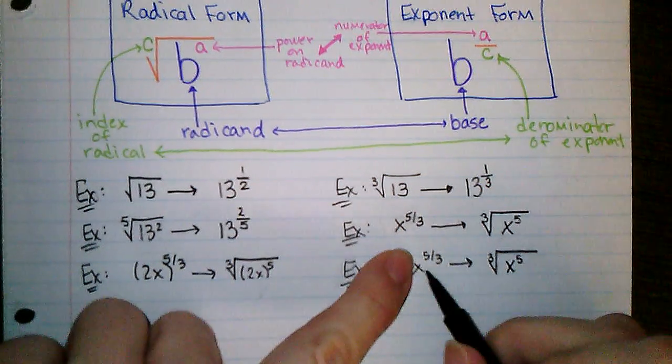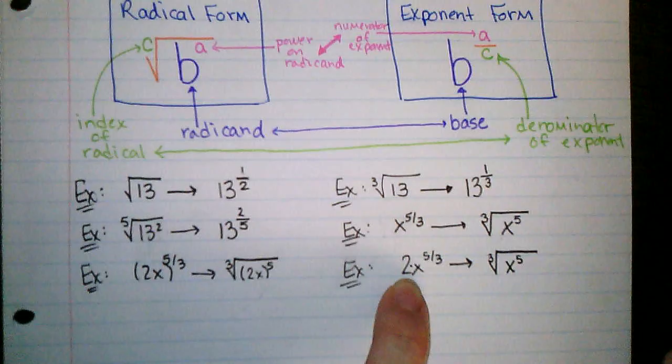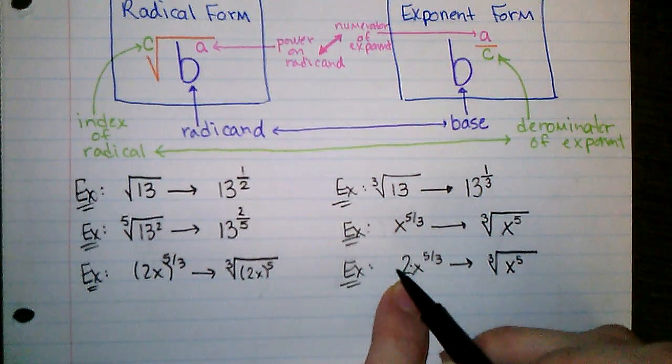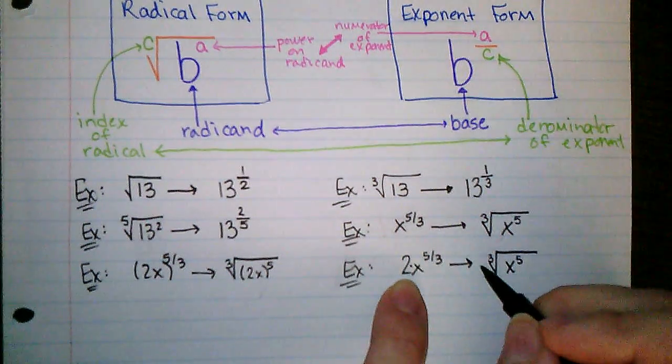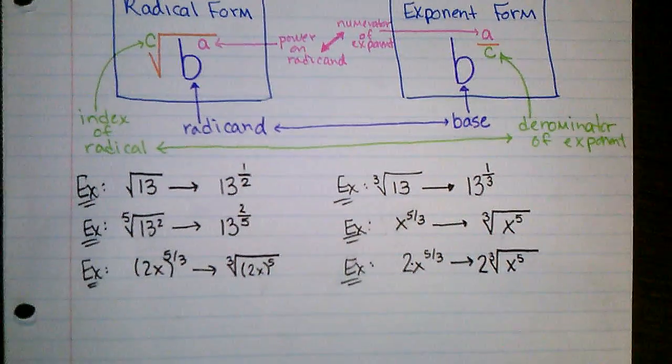So now I've made this part into radical form. What do I do with that 2? Since it's 2 times the exponent form, I'm going to keep it 2 times the radical form. So it will just stay out front like that.